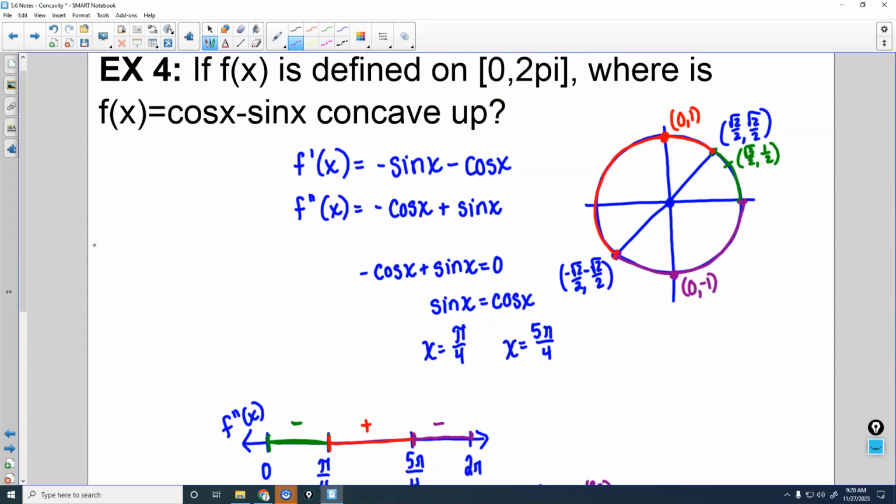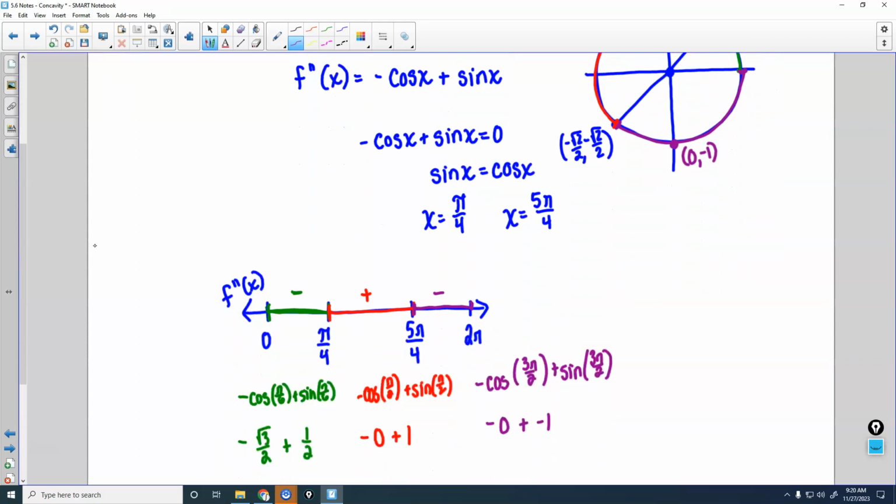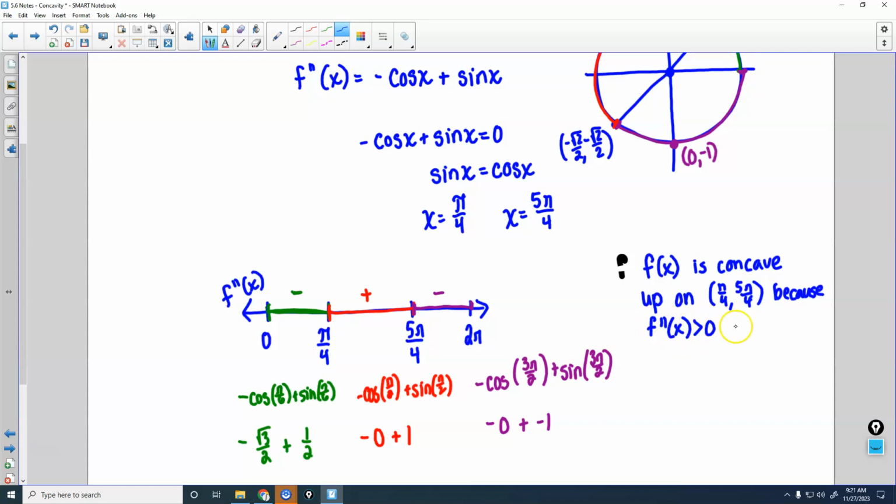This one only asks us for concave up. It did not ask for concave down, but you pretty much still have to do the whole thing the same way. You just only have to write one conclusion here. So you would say f of x is concave up on pi over 4 to 5 pi over 4 because f double prime of x is greater than 0 on this interval.